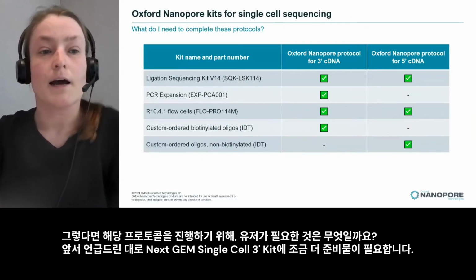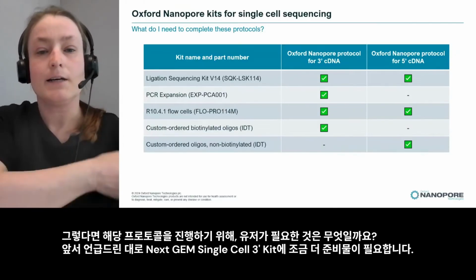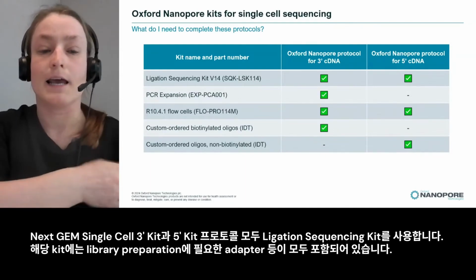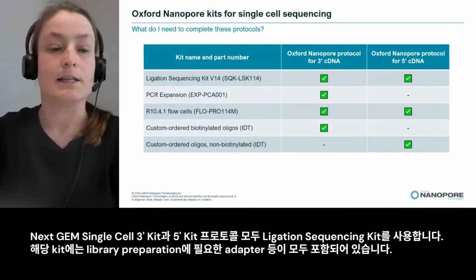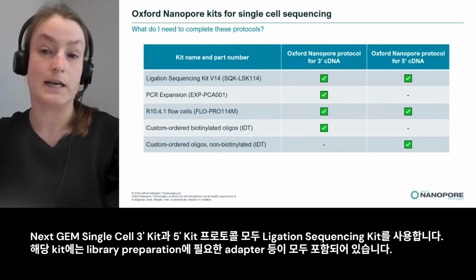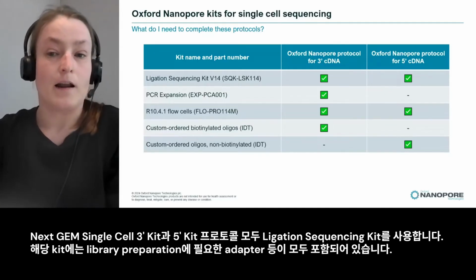So what would I need as a customer to run these protocols? As I said, there's a little bit more involved in the 3'. For both, you would need an LSK114 kit. This is the ligation sequencing kit. You might have heard of this before. Some of you might have even used it. It just has the adapters and everything ready for you to prepare libraries for sequencing.